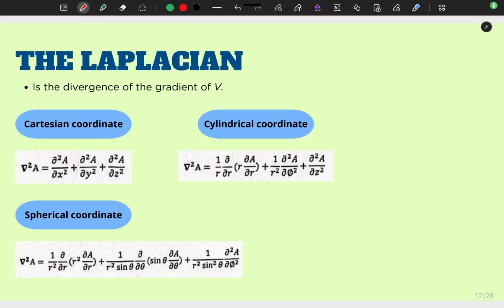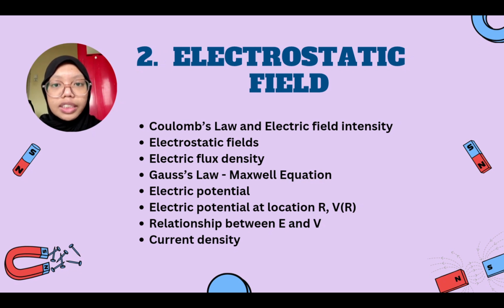Last but not least in this chapter is the Laplacian. Laplacian is the divergence of the gradient of a scalar field. It indicates how a quantity diffuses or spreads in space. It can also be written as the inverted squared A, where we differentiate the divergence 2 times to get the Laplacian. Next, we will go through the second topic, which is electrostatic field.